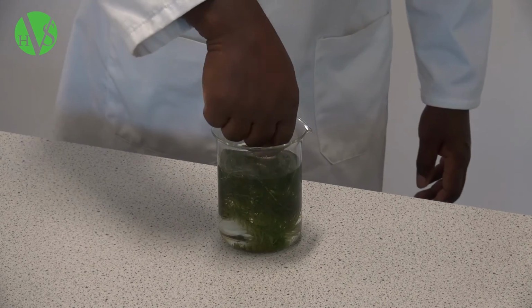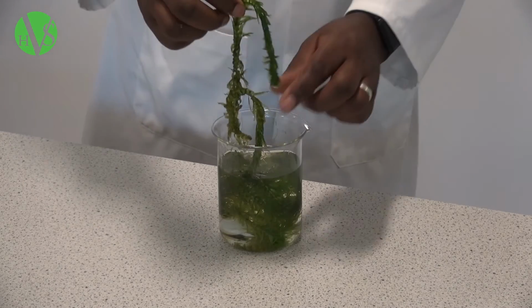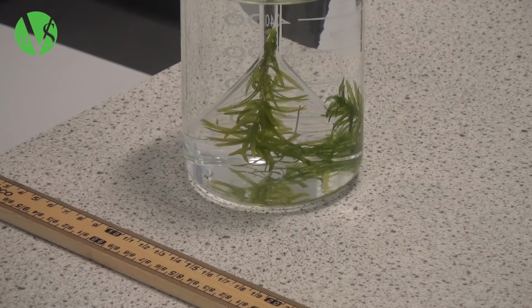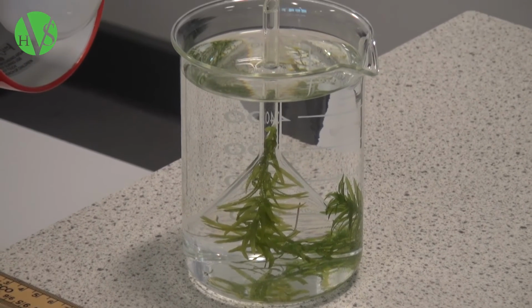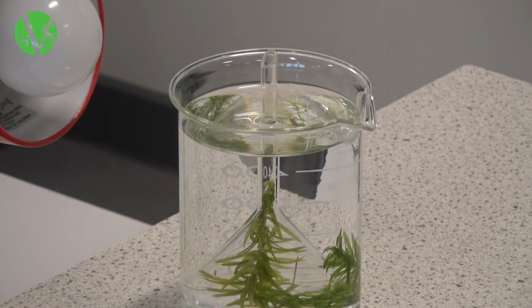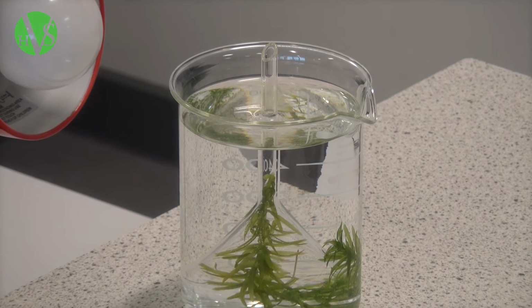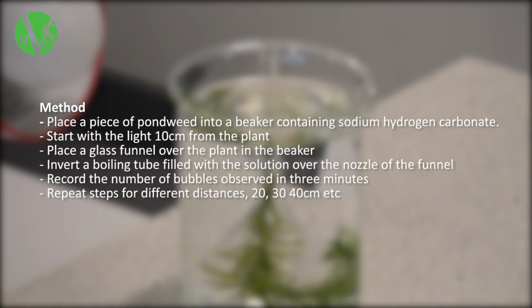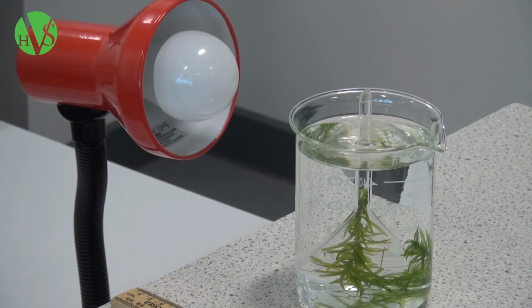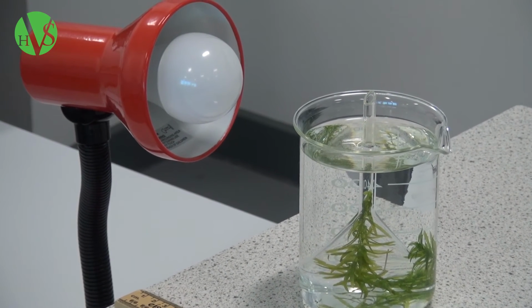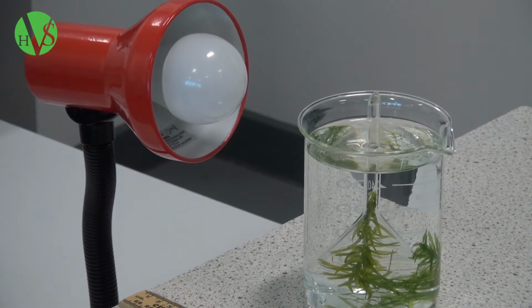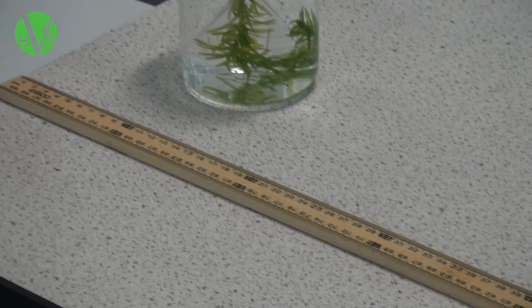So place a piece of pondweed, Elodea in this case, into a beaker containing sodium hydrogen carbonate. This is to encourage the pondweed to photosynthesize. Place a glass funnel over the plant in the beaker and start the light 10 centimeters from the plant. Record the number of bubbles observed per minute, and then repeat these steps for different distances of 20, 30, 40, and 50.